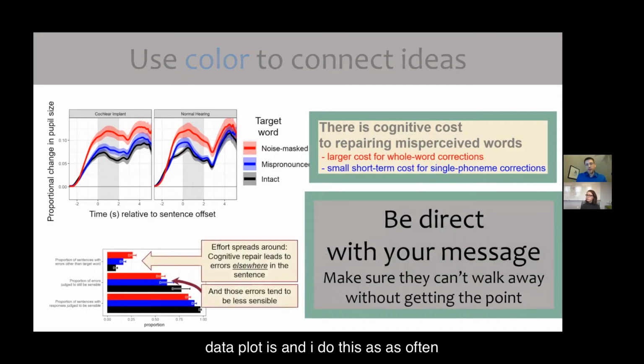And I do this as often as I can with data plots, right? Here I'm saying, look, here's what we know from this. And then I'm pointing to how we know it. Here's what we know, here's how we know it. Right, by pointing directly to it.